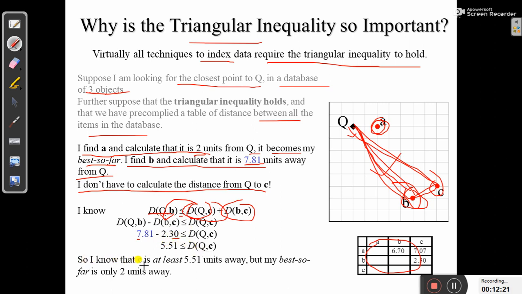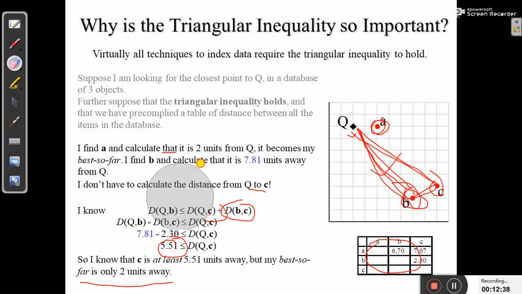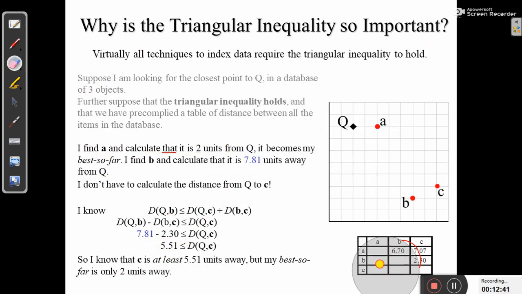So I know that C is at least 5.51 units away, but my best so far is always 2. So we do not need to check C, because we have already found 2. But if the value were less than 2, then obviously we would have to choose C. So that is the triangle inequality, and it is very important in similarity measurement.